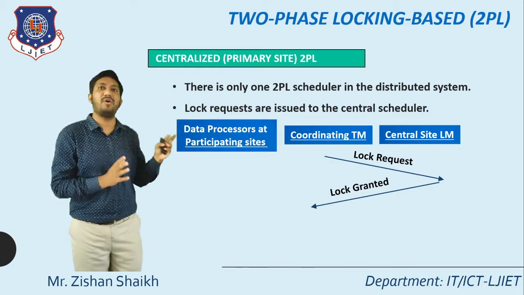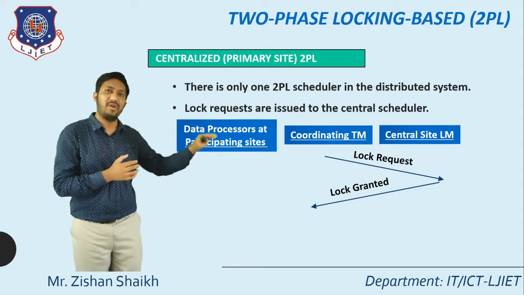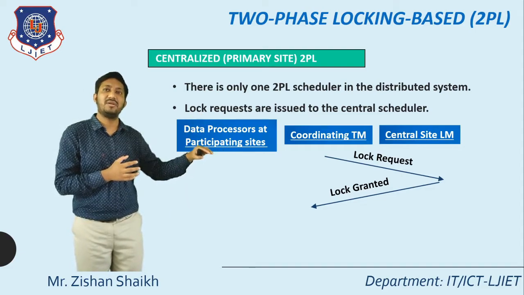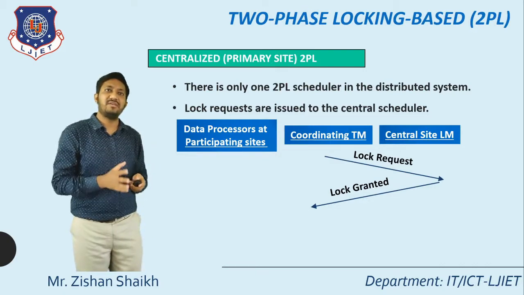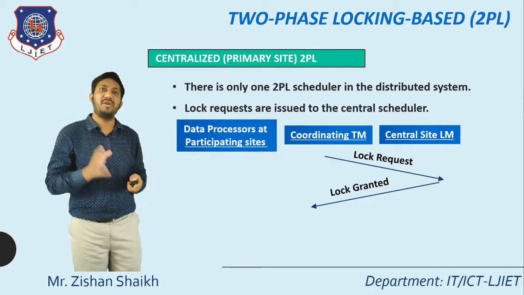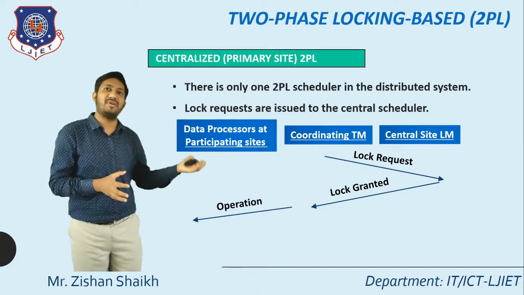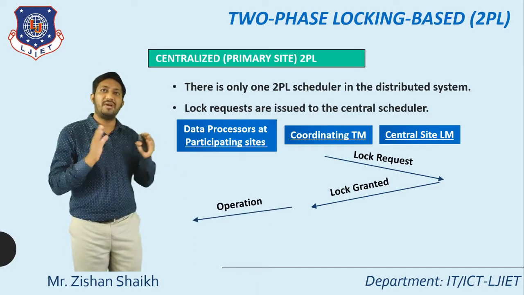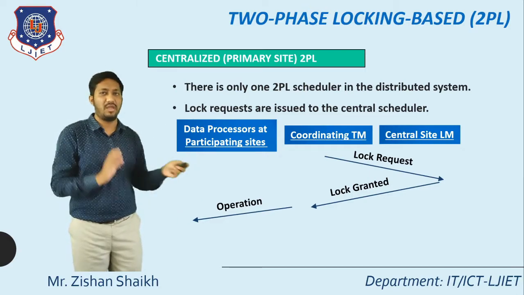So the first two steps of this algorithm are the lock request, which is done by the coordinating transaction manager, and the lock grant, which is performed by the central site to the coordinating transaction manager. Then after granting the lock, that particular site processes the data for which it was requested.